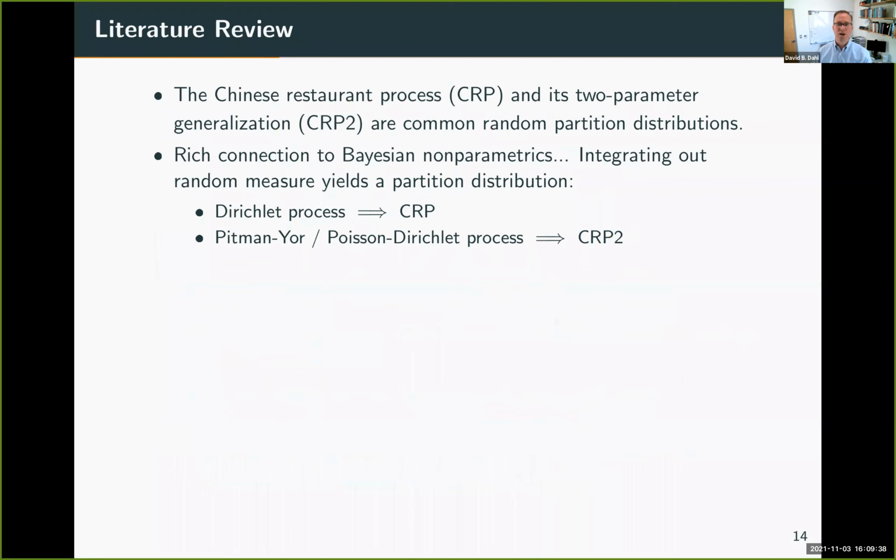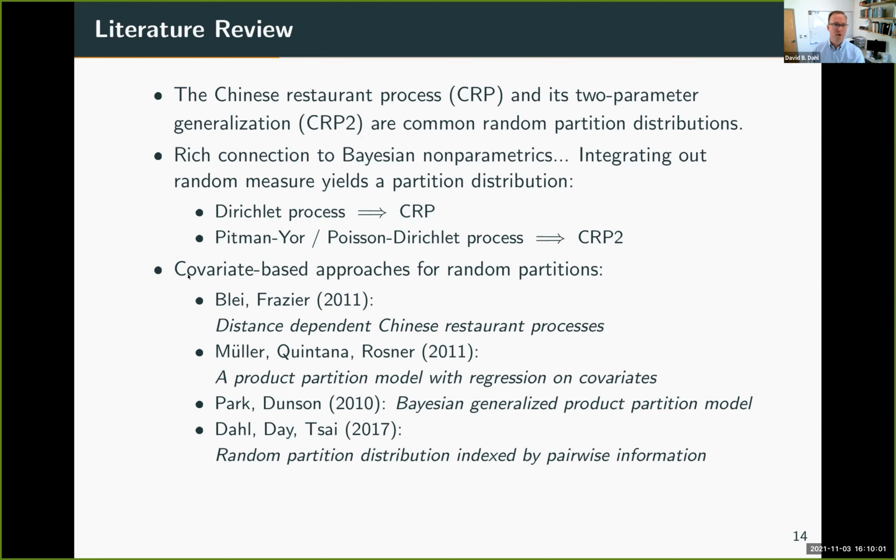Now, our favorite partition distribution is probably the Chinese restaurant process, or maybe its two-parameter extension. And that is the tried and true random partition model. It has a rich connection to Bayesian nonparametrics, where when we integrate out the random measure, say, from the Dirichlet process, we get back the Chinese restaurant process. Now, there's been work where we would want to use covariates to influence the partition distribution. We might have, for example, a covariate vector, and maybe two items that have very similar covariates should be more likely to be clustered together than items that have very different covariates.